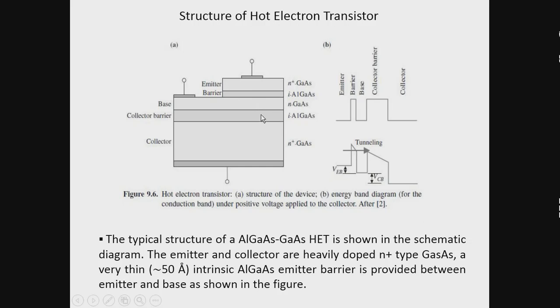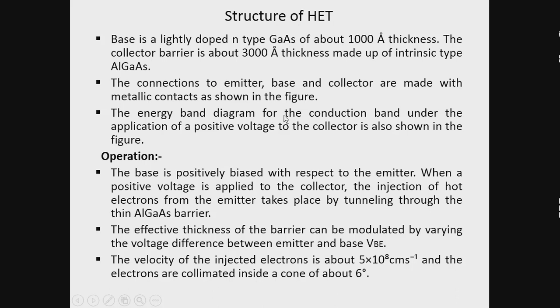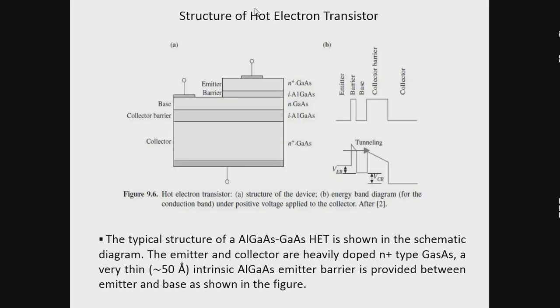Similarly, the collector is a heavily doped gallium arsenide. In between the base and collector, a collector barrier is also provided, and the thickness of this collector barrier is about 3000 angstrom units. Similarly, the base, I told you, is a lightly doped N-type gallium arsenide material, having a thickness of about 1000 angstrom units. So it's very thin compared to the collector or emitter.